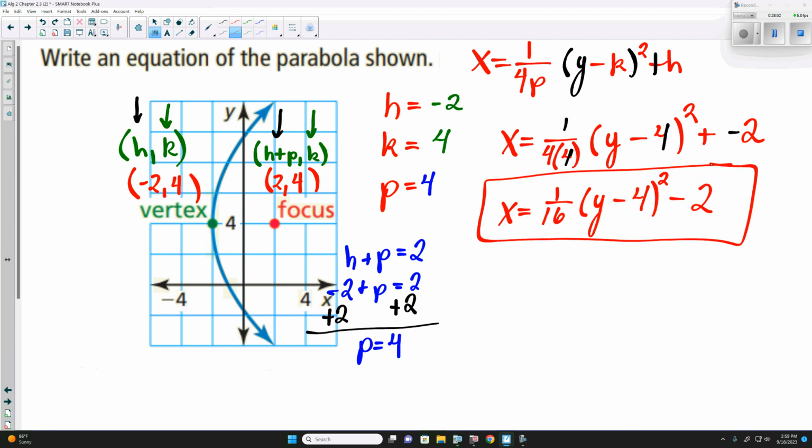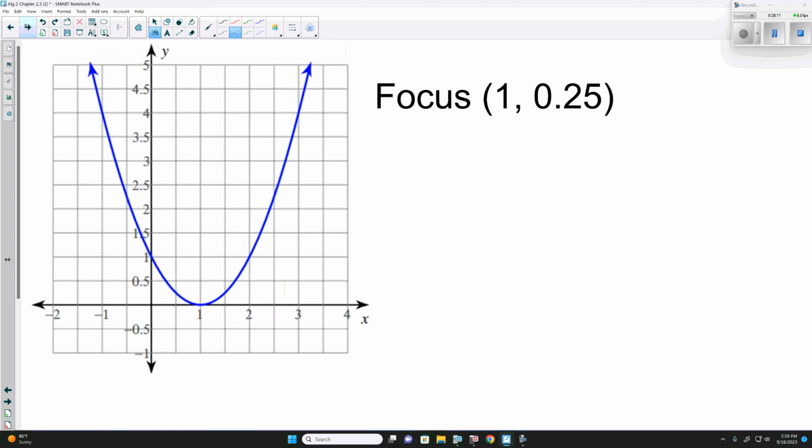Questions on this here? Questions on any of this here so far? Let's look at this one here. Now, they didn't tell us directly, but the vertex is the point 1, 0. And they did tell us the focus for this here is 1, 0.25. So this is plus negative 2, or did you say minus 2? Yes.